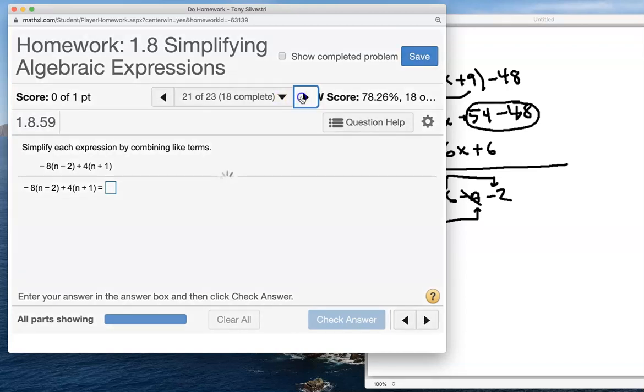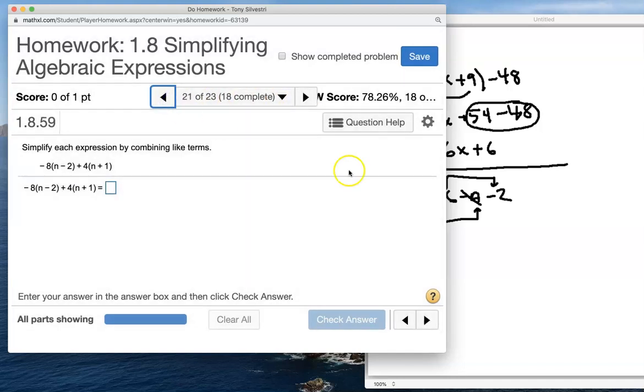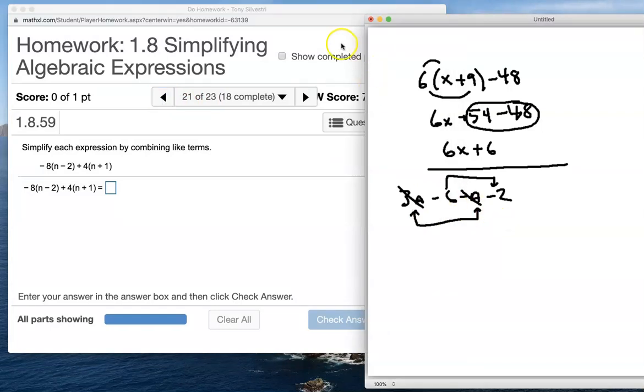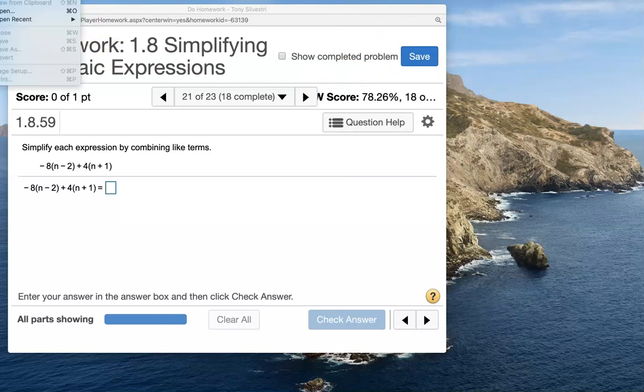Let me just see what's ahead. Oh dear. Oh my God. I'm going to do them all. Gets complicated. Don't save. File, new.